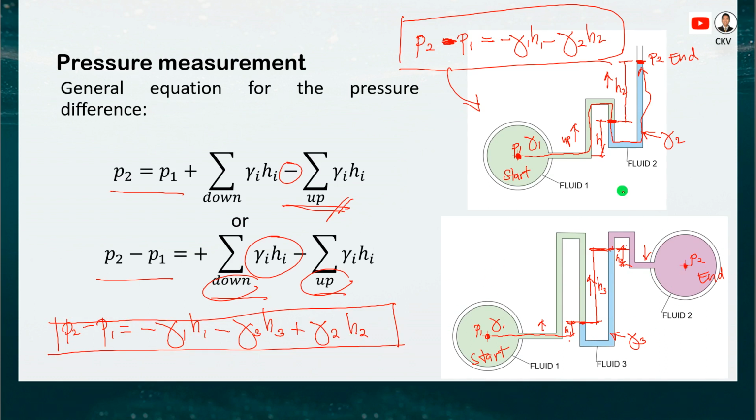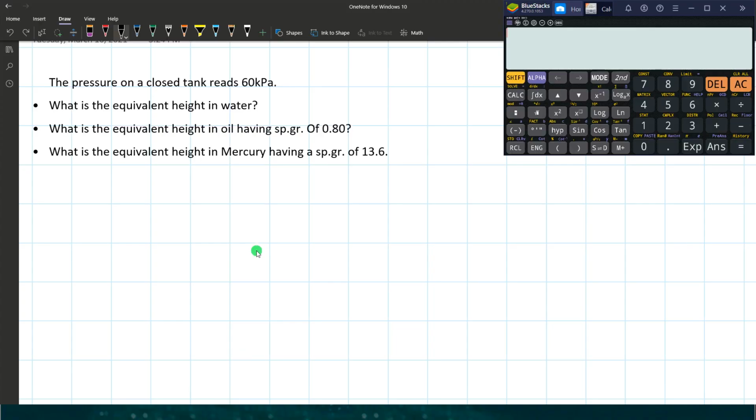Right. So let's solve some problems. Okay. Question number 1. The pressure on a closed tank reads 60 kilopascal. What is the equivalent height in water? What is the equivalent height of oil having a specific gravity of 0.8? What is the equivalent height in mercury having a specific gravity of 13.6?